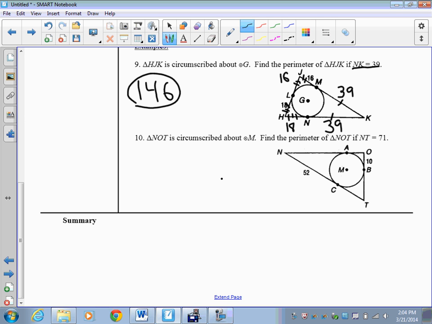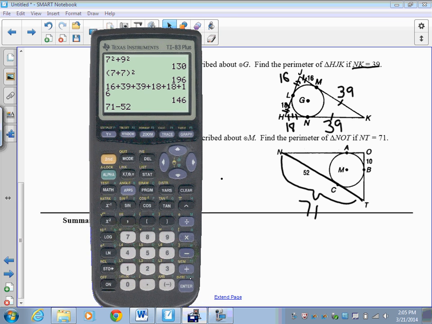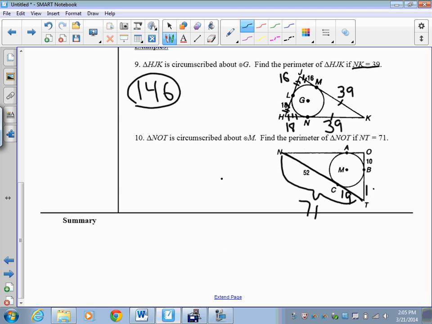The last one we have says triangle NOT is circumscribed about circle M. Find the perimeter of triangle NOT if NT, so here's NT right here, is 71. So if this is 71, CT has to be 71 minus 52, which is 19. So again, we know that's going to be 19, this is going to be 10, and this is going to be 52. All those sides are going to be congruent because they're all tangent. That's what it means to be circumscribed.